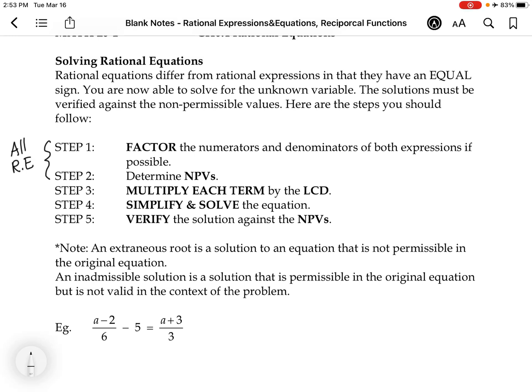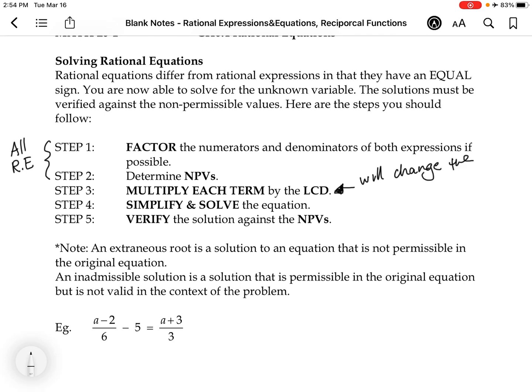Now what we're going to see is that this is going to transform when we multiply by the LCD. This step changes the nature of the equation. It's going to transform it from a rational equation into another type. And the other type that we're going to see in this course is either linear or quadratic.